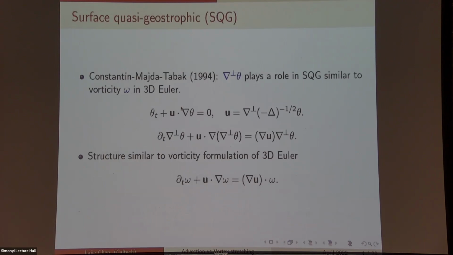We know that there is a connection between the 3D Euler equation and SQG. SQG is the active scalar equation. Theta is transported by the flow, and u is recovered via this nonlocal Biot-Savart law. Constantin, Majda and Tabak pointed out that this gradient perp of theta plays a role similar to the vorticity in 3D Euler. In fact, one can derive the equation for this quantity, and it satisfies an equation similar to the vorticity formulation in 3D Euler. On the right-hand side, this part has a similar vortex stretching term. So we expect that there's similar cancellation between this advection term and vortex stretching term.